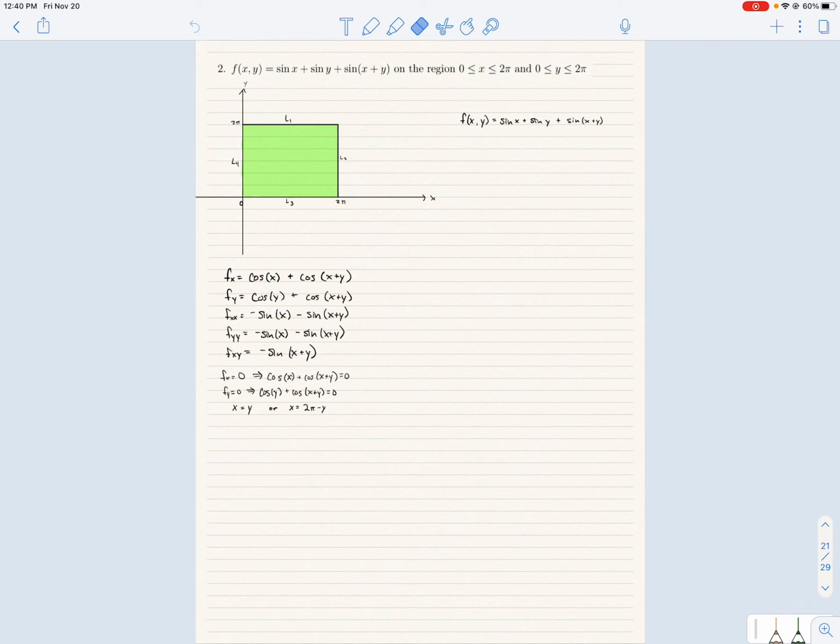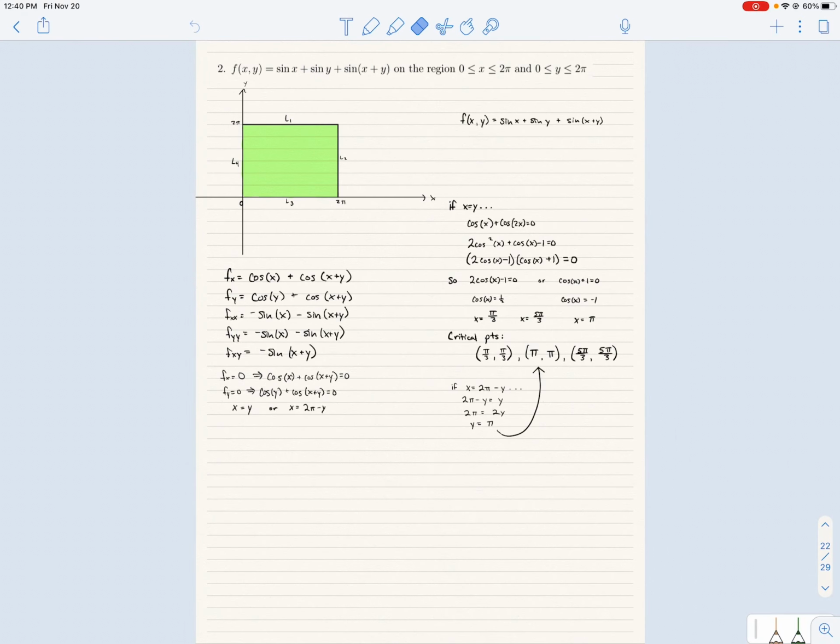So then we see that our critical points happen when x equals y or when x equals 2 pi minus y. So first we can look at when x equals y. Then we can use some trig identities and see that x has to equal pi over 3, or 5 pi over 3. So then we have our critical points here. Then we can look at when x equals 2 pi minus y, and we see that the only critical point is pi, which we already accounted for in the last step.